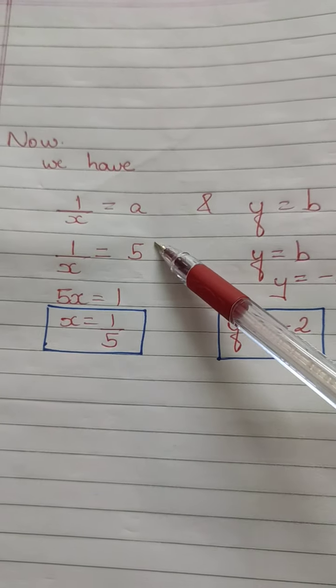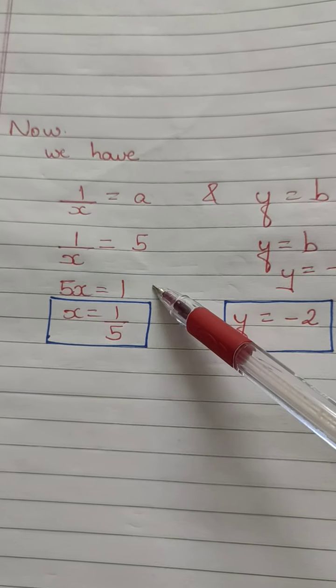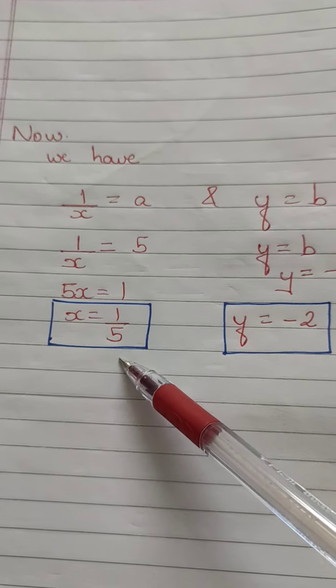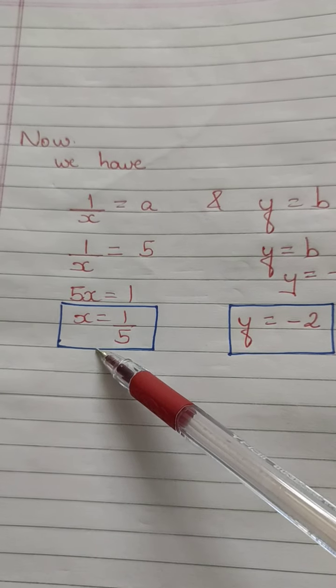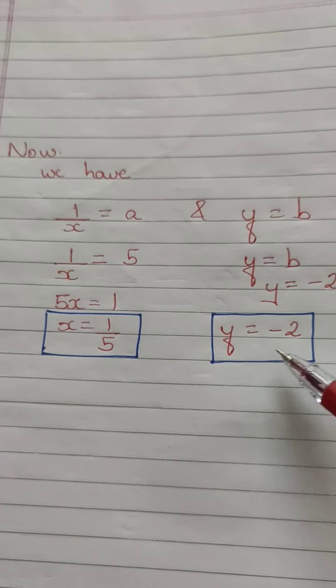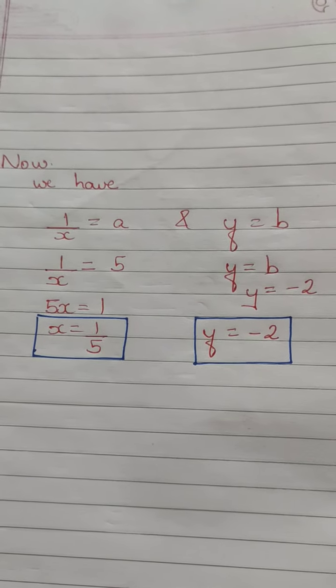And over here I'll cross multiply. So 5x is equal to 1 and finally x is equal to 1 upon 5. So I have got the value of x as 1 upon 5 and y is equal to minus 2. I hope it is understood, beta.